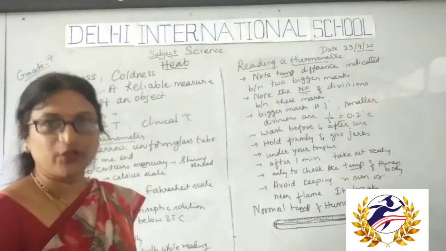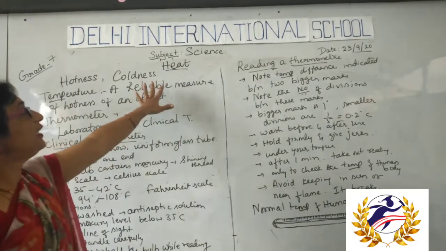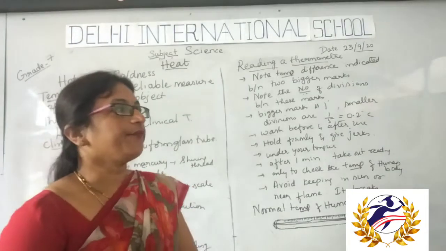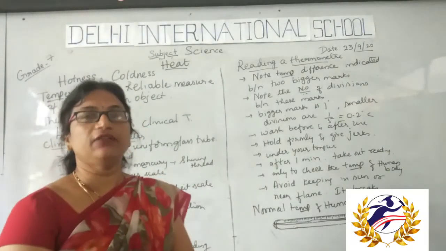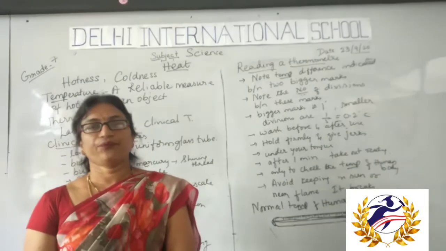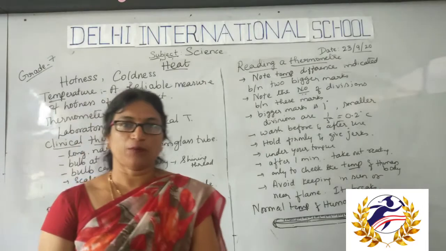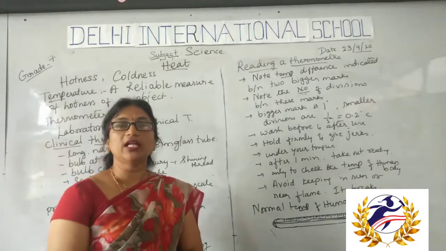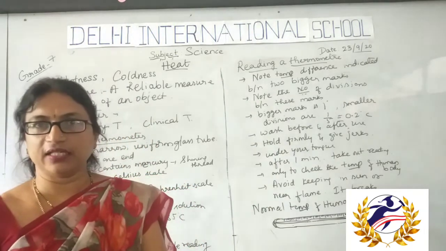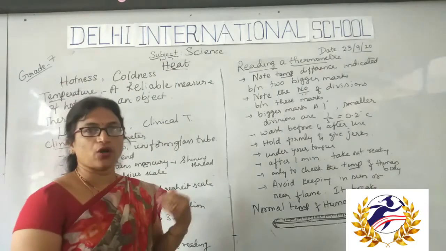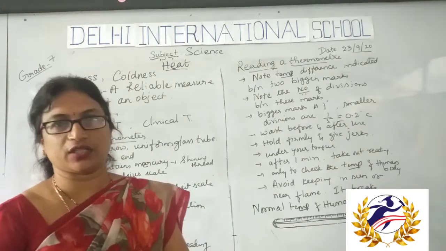Today we will start the new chapter for 7th standard, that is heat. So we know that in the fiber to fabric chapter we came to know that we usually wear cotton clothes in summer and woolen clothes in winter season, isn't it? And rubber coats, leather coats in rainy season in order to avoid the absorption of water, isn't it?